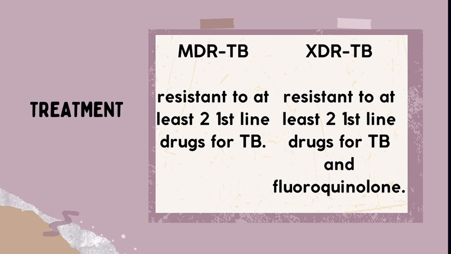MDR-TB is caused by an organism that is resistant to at least isoniazid and rifampin, or rifampicin. XDR-TB is caused by an organism that is resistant to isoniazid, rifampin or rifampicin, and a fluoroquinolone, or by an organism that is resistant to isoniazid, rifampin or rifampicin, and a second-line injectable such as amikacin, capreomycin, and kanamycin.